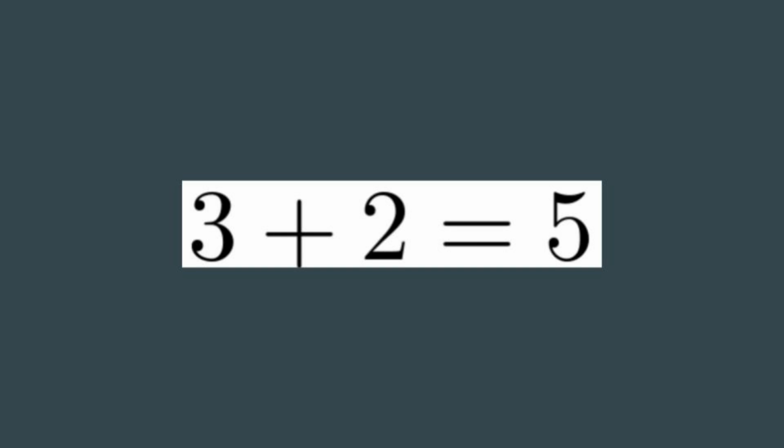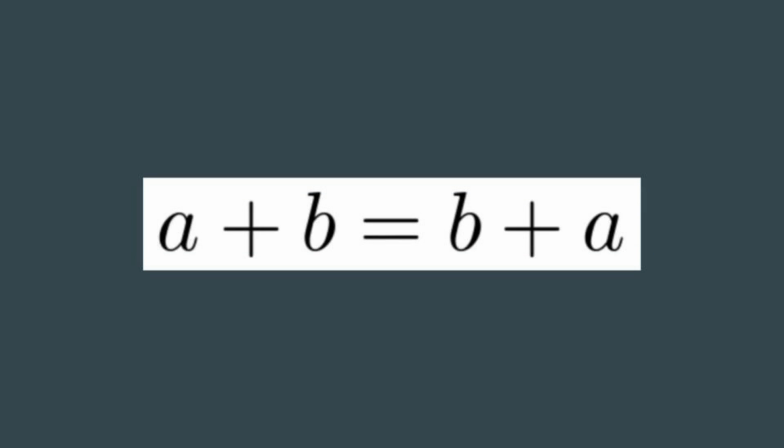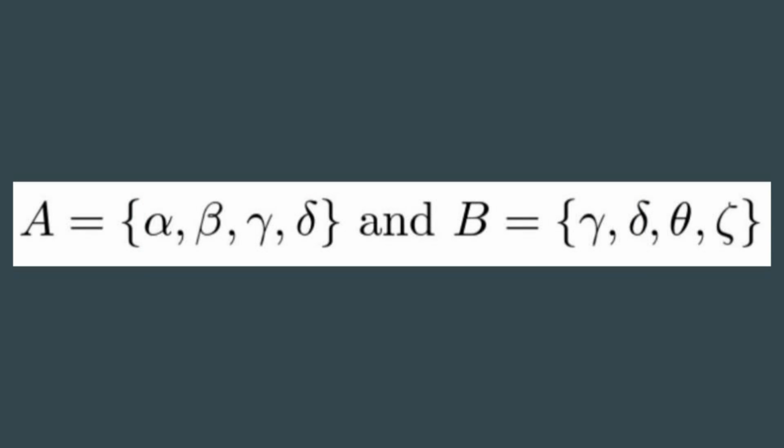So, what commutativity of union on sets actually means? It means A union B is equals to B union A. It occurs like A plus B is equals to B plus A for real numbers, is not it? Now the question is how it happens in sets too for another operator. First, we understand it by an example. Consider two sets A and B consisting of the elements alpha, beta, gamma, delta and gamma, delta, theta, zeta.